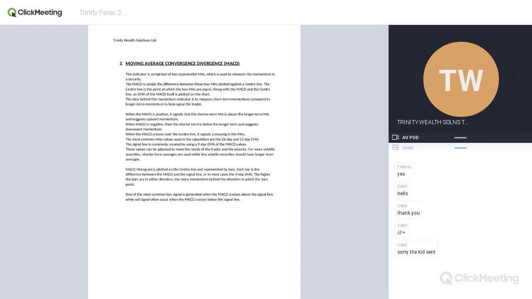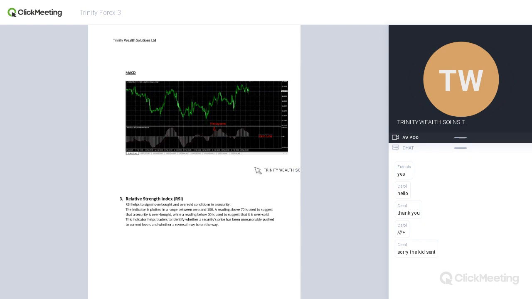Then the third one, these ones I will discuss two of them, they are the same. They are two oscillator indicators. That is the relative strength index, yeah, which in short we call RSI. And RSI helps to signal overbought and oversold conditions in a security. Sometimes you just read and hear this: the market is overbought, the instrument is overbought or the instrument has been oversold.